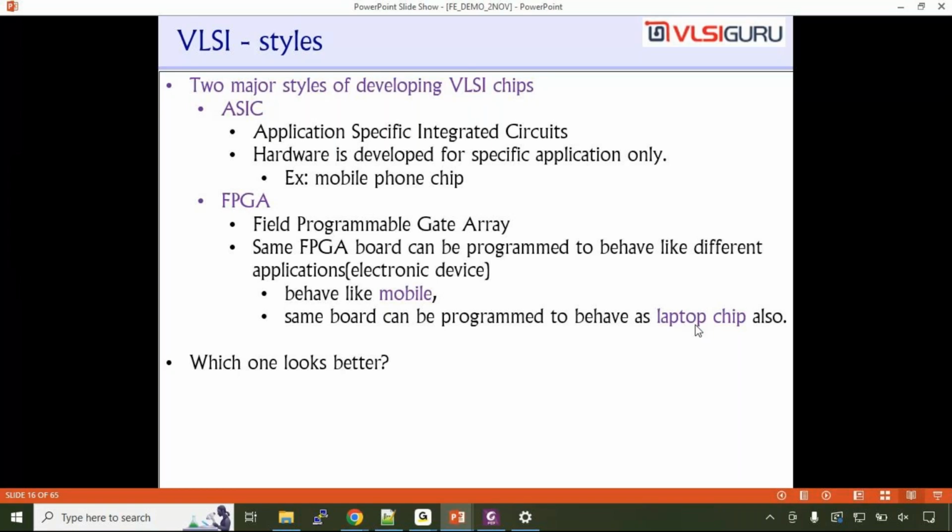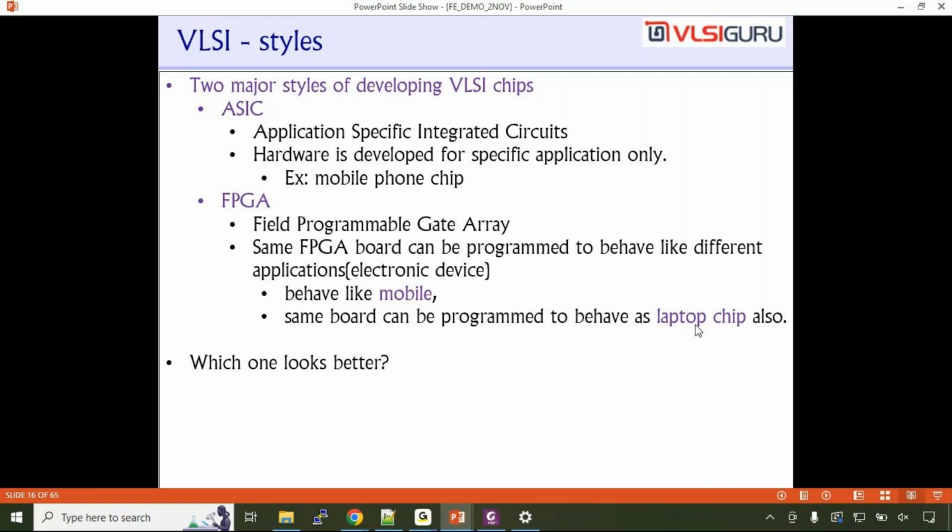Now, which one is better then? So going by this, FPGA is flexible, right? I mean, you're able to use the same hardware for mobile phone and some other application also. But as we go forward, we will understand that it is actually ASIC which is preferred by the industry compared to FPGA. Why? Because of the cost advantage.